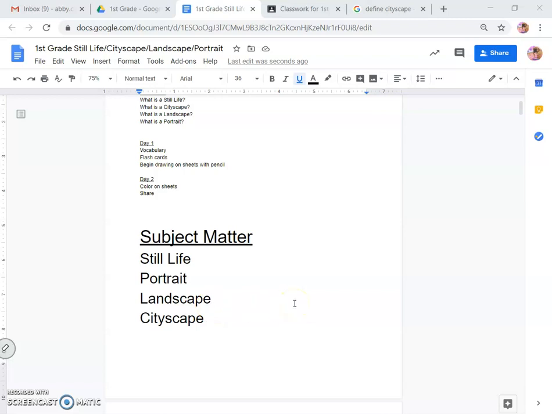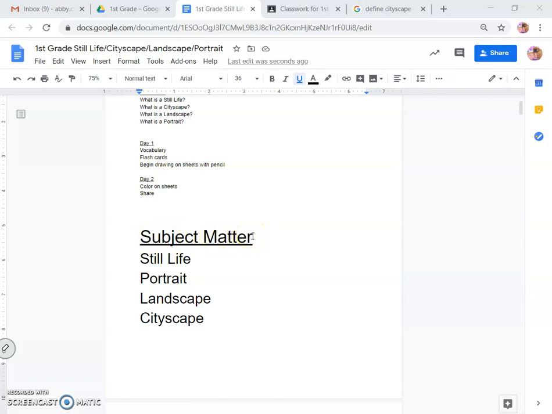Hello, first grade. Today we are going to learn about subject matter in art. So, what is subject matter? That is whatever we are making our art about. You could draw a picture of a cat, and remember that is a wildlife picture, or you could draw a picture of a building. It's whatever you put in your art, and those are the subject matters.